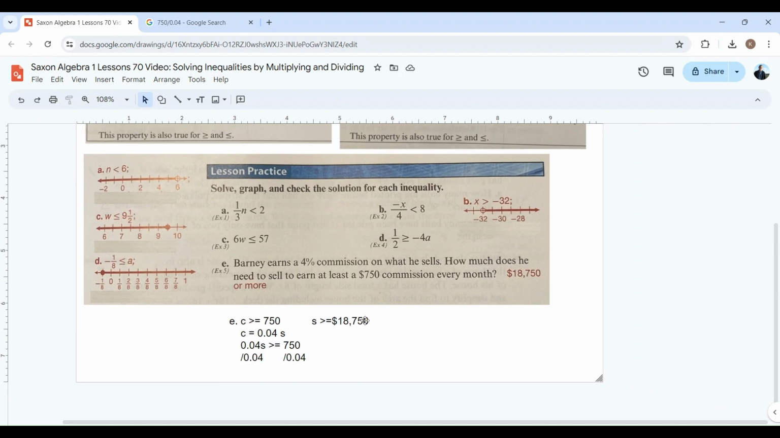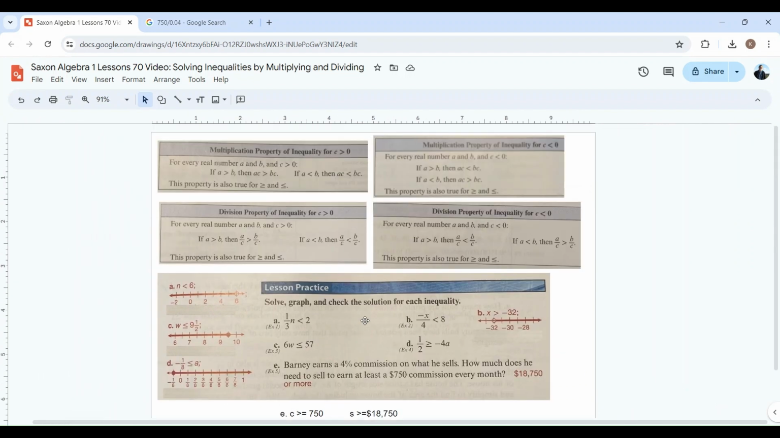All right, now you know what we're doing with these. You know that when you multiply or divide both sides of an inequality by a positive number, it just stays the same. If you multiply or divide both sides of an inequality by a negative number, you have to flip that sign. You are ready to do the problem set for next time.